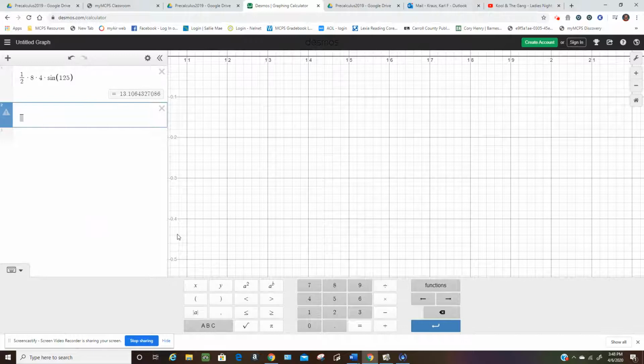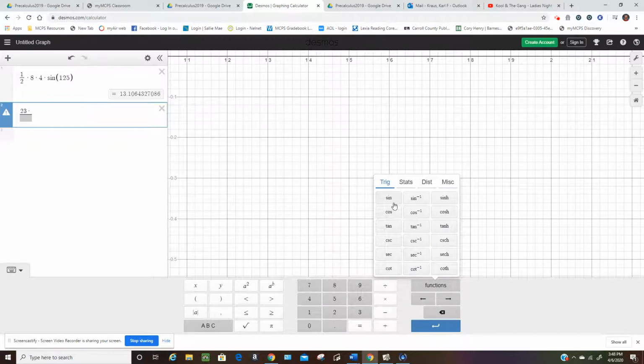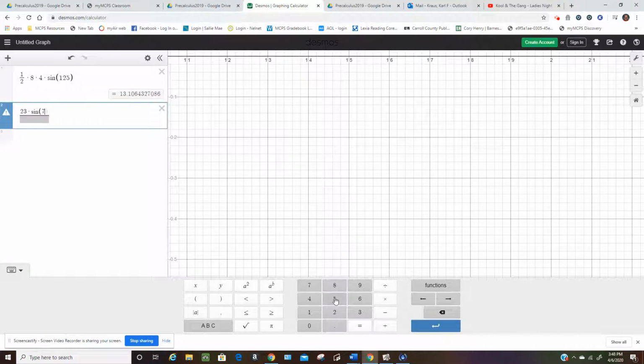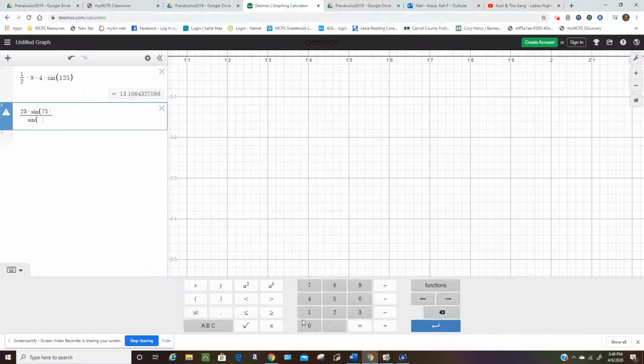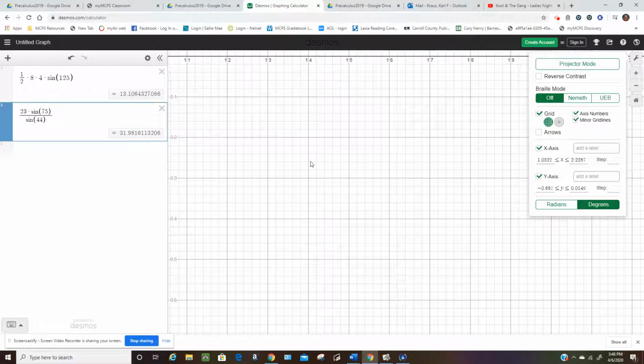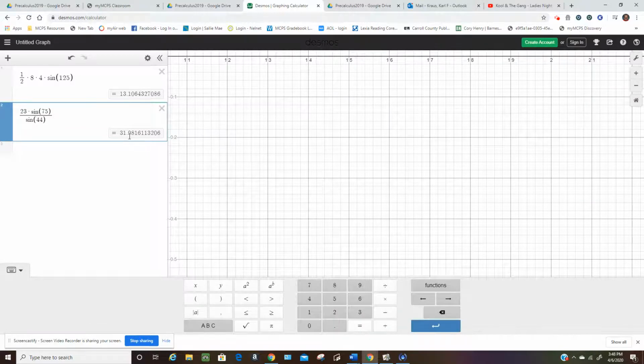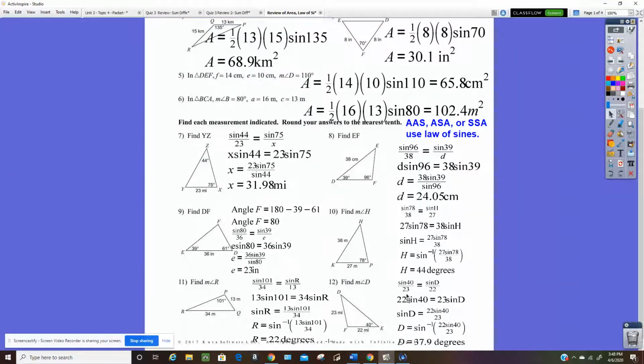On the calculator, I hit 23 times, and then find the sine of 75, and divided by sine of 44. So function key, sine 44. And I should make sure I'm in degree mode. I am. So 31.98. Going back to my worksheet, 31.98. Sure enough, I got the same answer on the calculator.